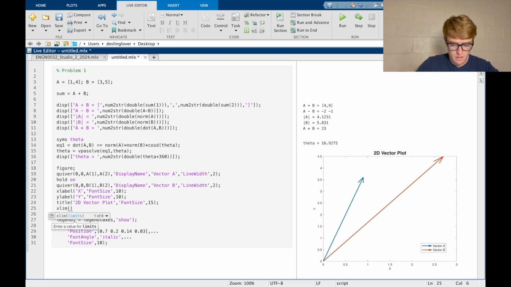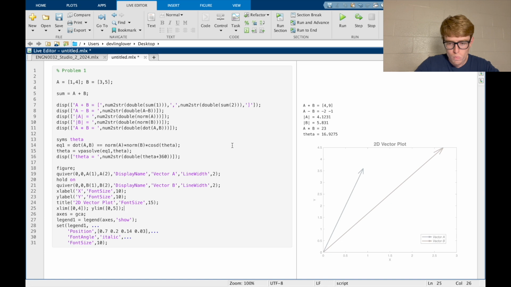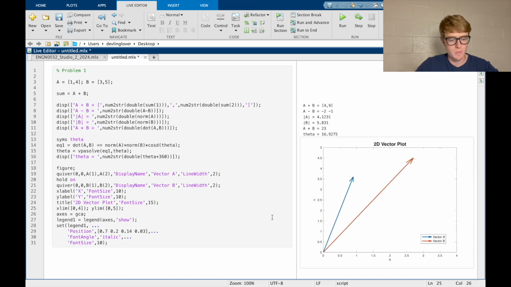So I'm gonna say X limit, and I'm gonna go maybe 0 to 4, looks good. And then I'm gonna specify a Y limit as well. And I'm gonna go 0 to 5. That looks good. So let's rerun this. And there we go. Now we have a little bit more space.